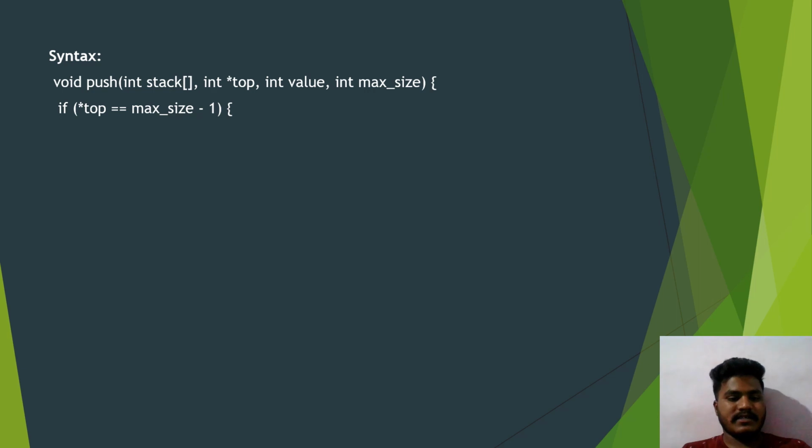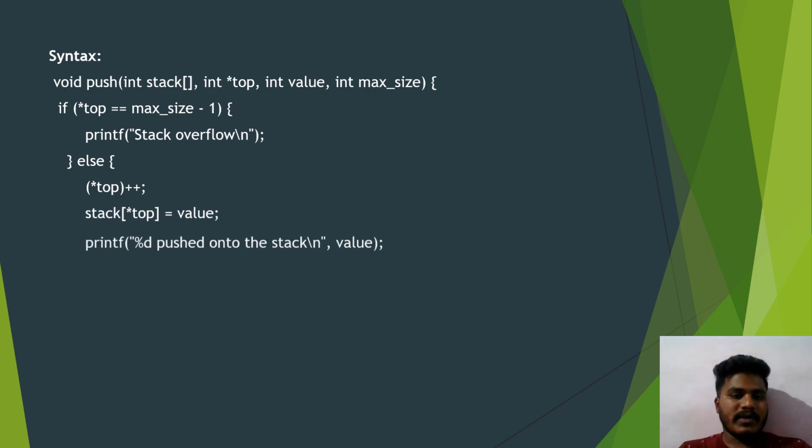Now we can see the syntax. Void push, stack, top, value, if top equals maximum size, printf stack overflow, else top increment, stack top equals value, printf pushed onto the stack, value.